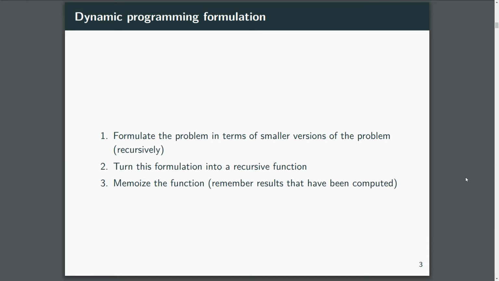So the first thing you should do when you have a problem and you're going to apply dynamic programming is you should formulate the problem in terms of smaller versions. And then you turn this formulation into a recursive function. And finally, you add the caching or memoization. And you just memoize the inputs, mapping them to outputs. And then all subsequent calls will be just a lookup. You don't have to do any computation.